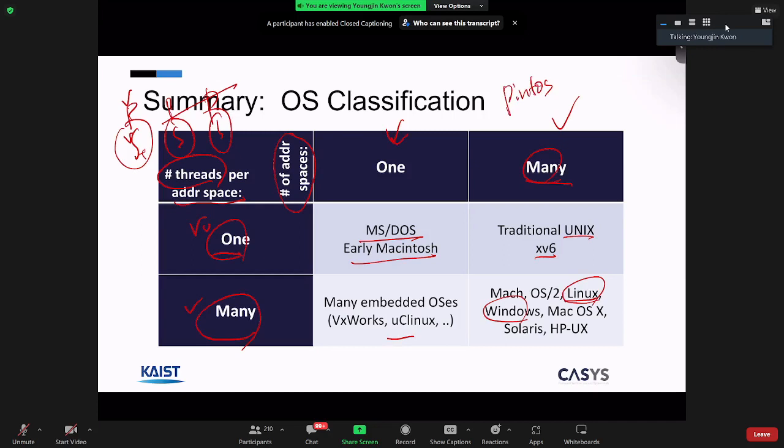Okay, Pintos. Where does it go: one-to-one, one-to-many, many-to-one, many-to-many? Which one is Pintos? Where to place Pintos? Here. Okay.